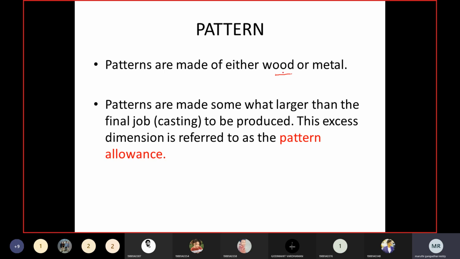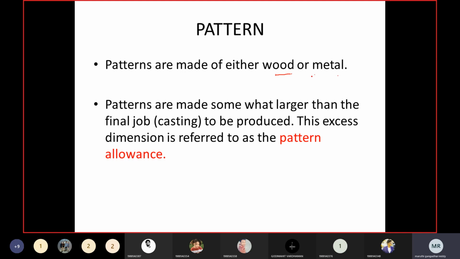If you use wood as a pattern material, the molding sand surrounding the pattern consists of moisture. If the wooden pattern absorbs that moisture, the wooden pattern is going to change its dimensions, and then it is in turn going to affect the dimensional characteristics of the casting. That's why we have an alternative to wood.